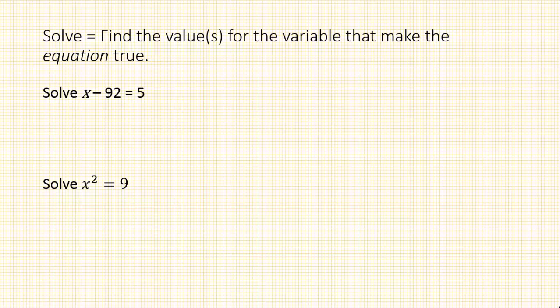Here's two examples. X is basically a mystery number. We want to know what value could X be to make this true. So how big does X need to be so that when you subtract 92, you still have 5 left over? Well, since 97 works, and it seems to be the only number that would work, that's the solution. We write the answer as X equals 97.